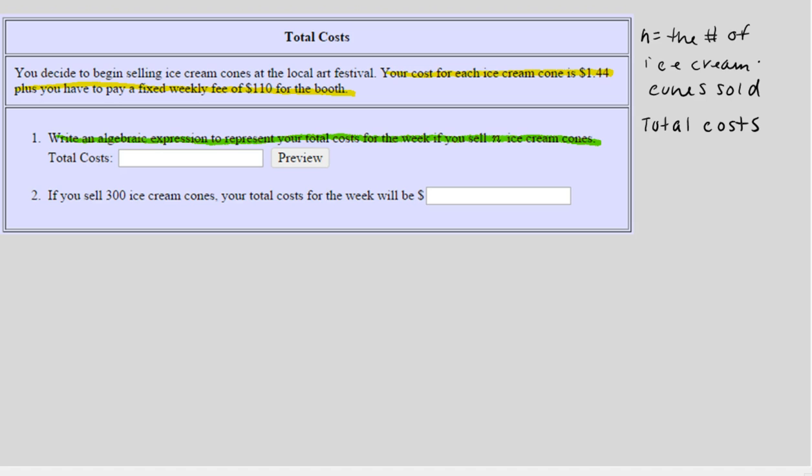Okay, now let's think about what's fixed and what's changing. So your cost for each ice cream cone, so I see that word each, and that lets me know that this is probably the variable part, just like per, is $1.44. So that means for every ice cream cone you have to pay $1.44. So $1.44 cost per cone.